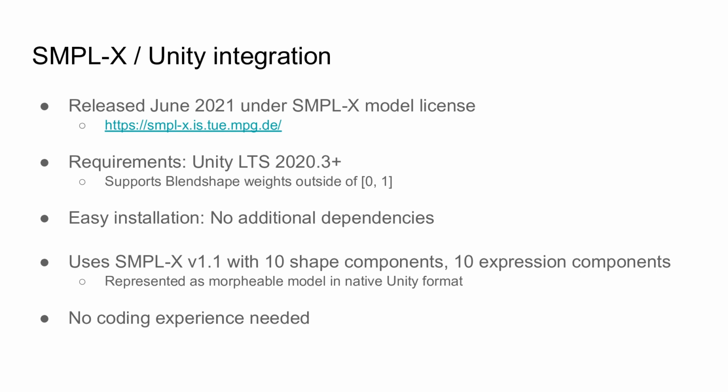Similar to the SMPLX for Blender add-on, we put an emphasis on easy installation. Everything is contained in the package, and there are no additional dependencies. It's based on the SMPLX 1.1 model with 10 shape components and 10 face expression components. The body models are represented as morphable models in native Unity format, which allows us to quickly add them to the Unity scene. Although no coding experience is needed to use the model in Unity, you have of course access to the functionality through the C# interface.